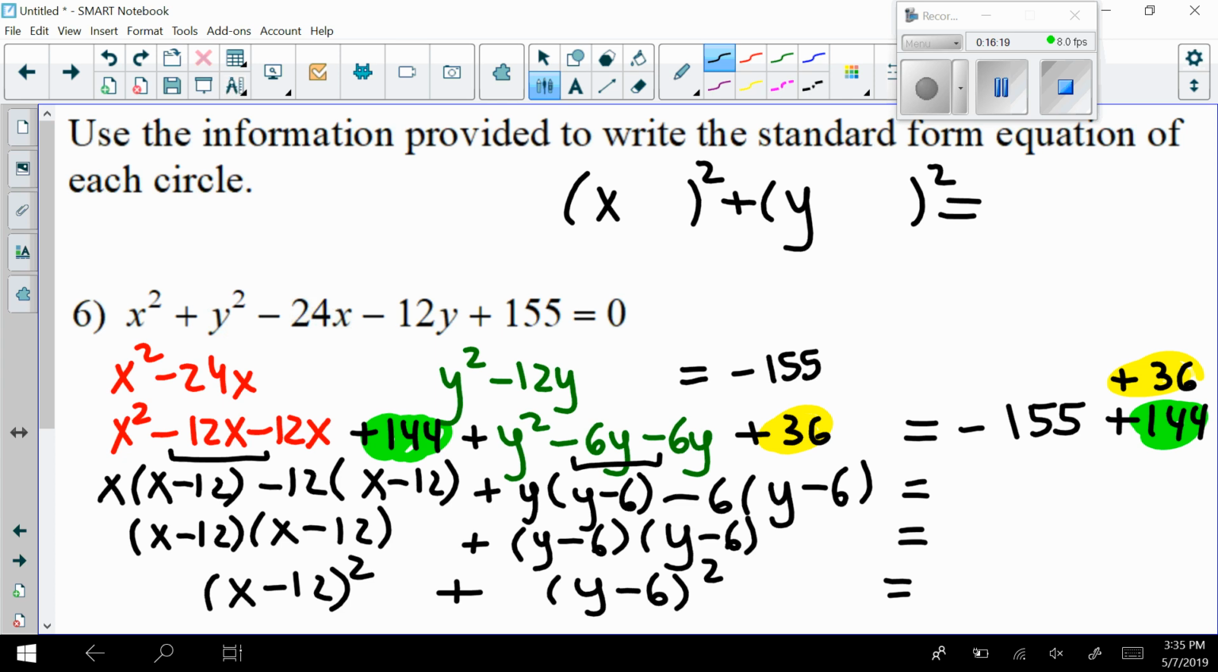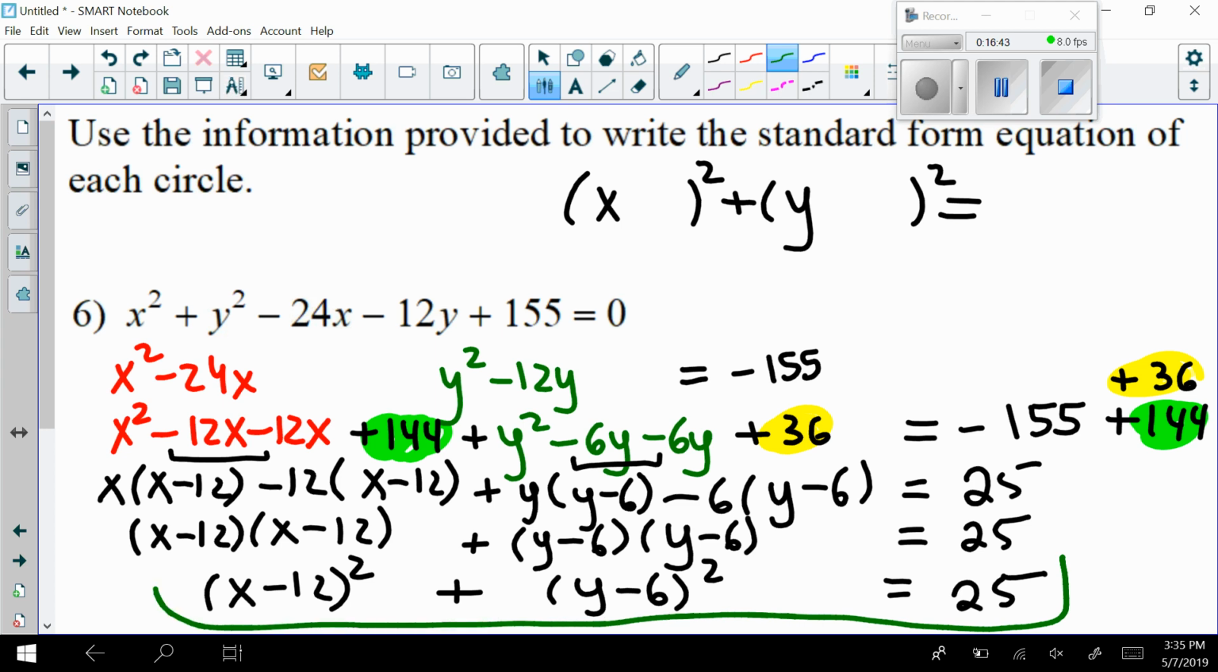I just need to figure out my radius. So my radius is going to be, let's see, we're going to take negative 155, add 36, and add 144, and I got 25. So if somebody asked me for a center, I would say that it is 12, 6. And if somebody asked me for the radius, I would say that it's 5. So that is the end of the 10.7 lesson that deals with circles and the standard form of the equation for a circle.